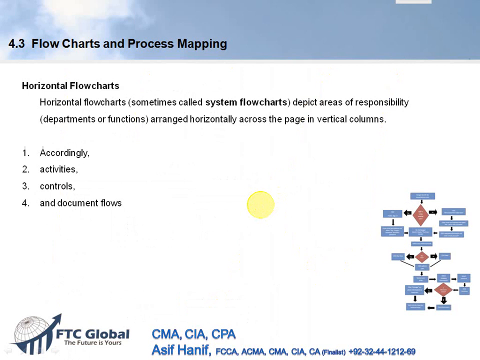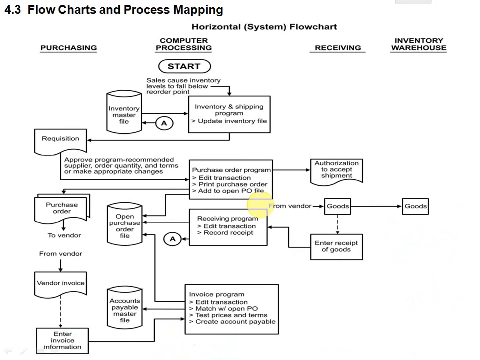There are much more detailed flowcharts coming, and I'm sure you people will have to put more emphasis on that area because that is technical, where you will definitely be tested. So accordingly, activities, controls, document flows, and the areas of responsibility in different departments, all is shown in a figurative form, in a pictorial form that I've just shown. These are called system flowcharts or horizontal flowcharts. And here, this is the one I had already shown you.